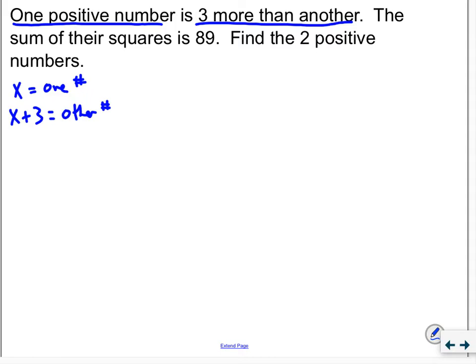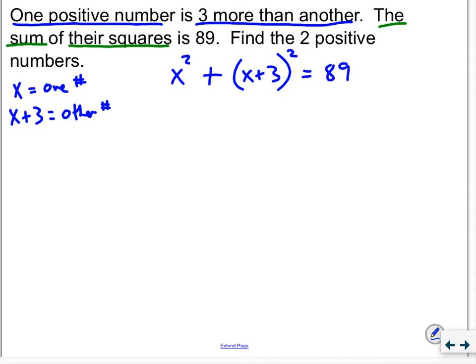Ooh, check this out. It says the sum. Okay, sum means add. So I'm adding things together. What am I adding together? Their squares. Whose squares? Well, the squares of my two numbers. So I'm going to square my first number, and then I'm going to square my other number. So the sum of the squares is 89.